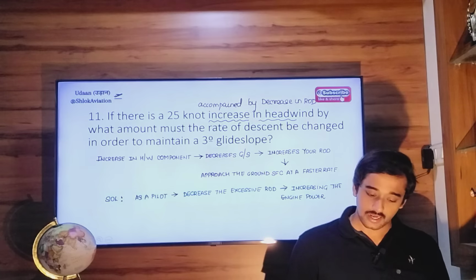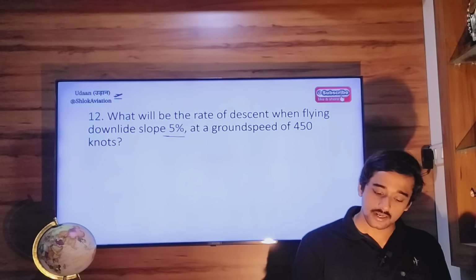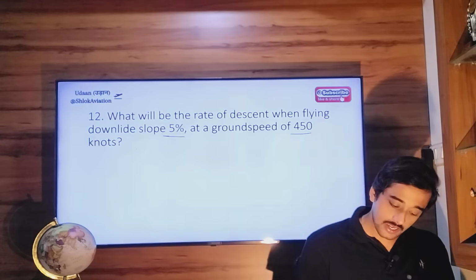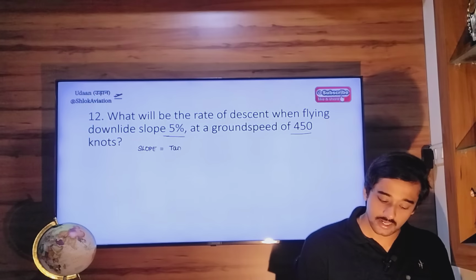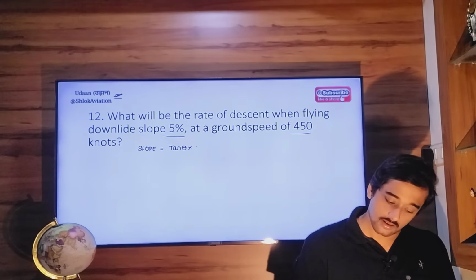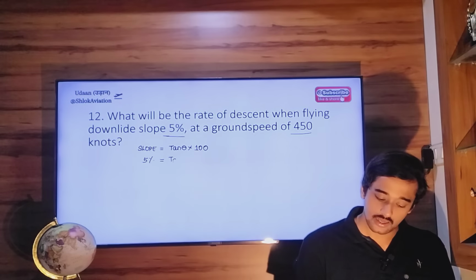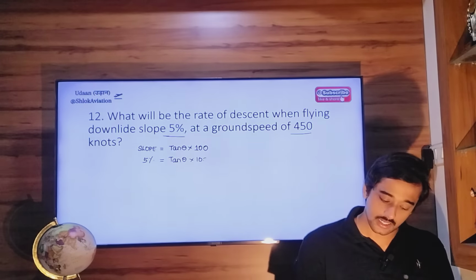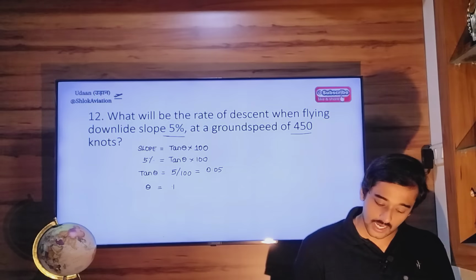Yes. Next. What will be the rate of descent when flying downslope 5% at a speed of 450 knots? Now we can convert this 5% slope into the corresponding angular measurement using the formula tan theta into 100. So 5% equals tan theta multiplied by 100. So tan theta will be equal to 5 divided by 100, which is 0.05. So theta will be equal to tan inverse 0.05.